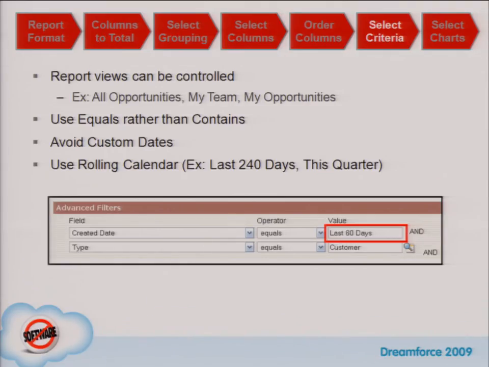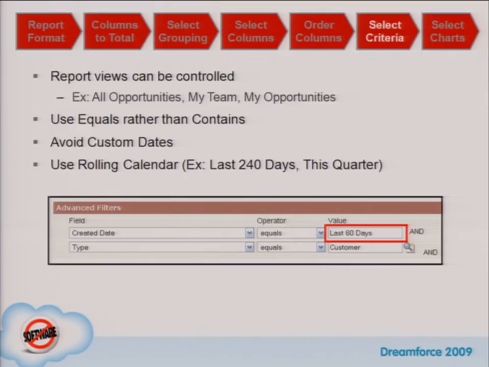Another great recommendation is to use the equal sign rather than contains. Contains could open it up to a whole can of worms that your users may not want to see. So start with your equal sign and then open it up if you need to, so you're actually finding the right information in the right report.